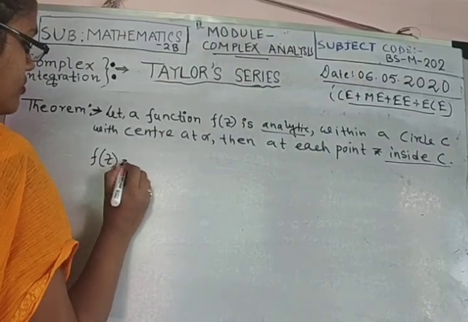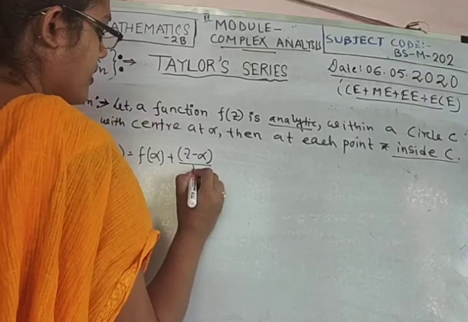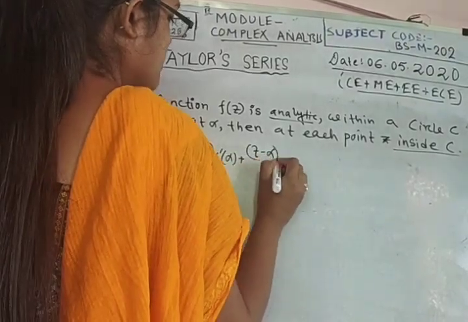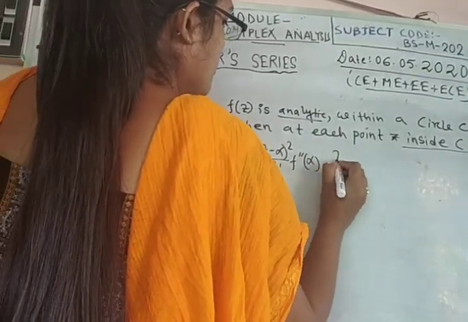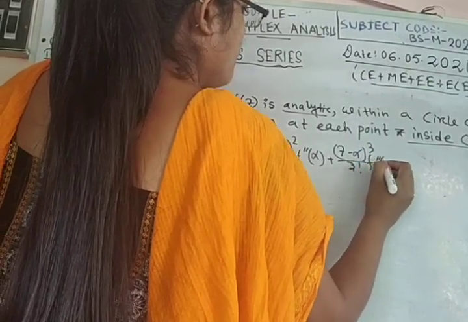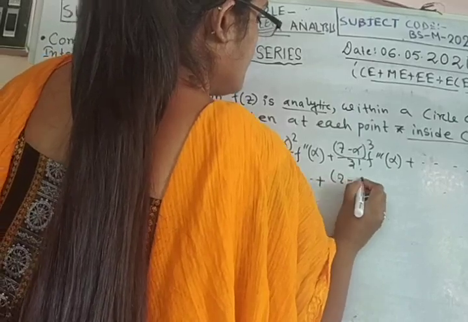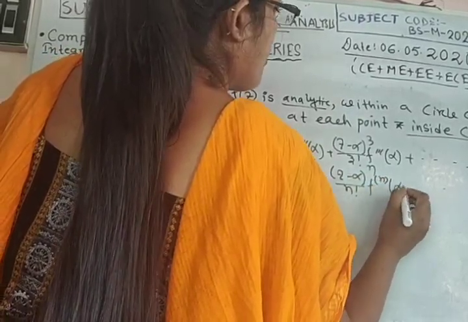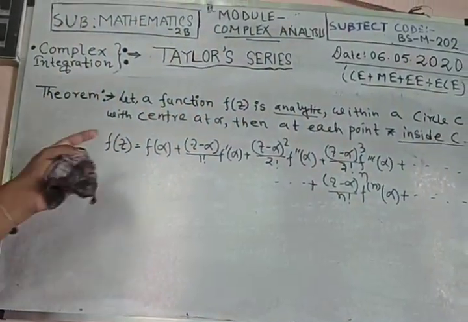f(z) equals to f of alpha plus (z minus alpha) by 1 factorial f dash alpha, plus (z minus alpha) square by 2 factorial f double dash alpha, plus (z minus alpha) cube by 3 factorial f triple dash alpha, up to (z minus alpha) to the power n by n factorial f of n alpha. This is the formula of Taylor series theorem.